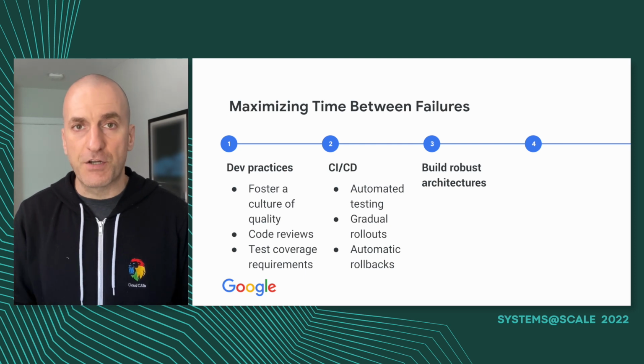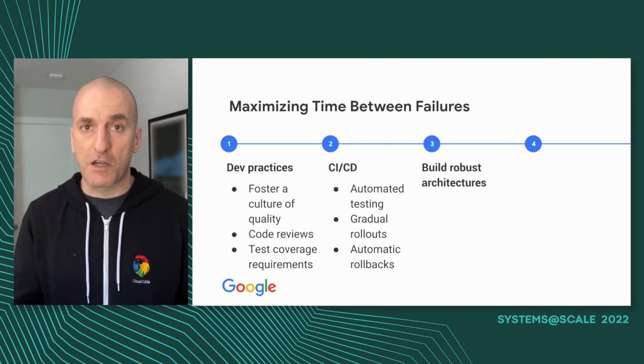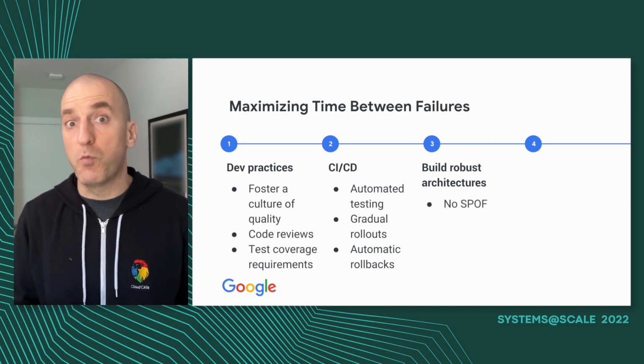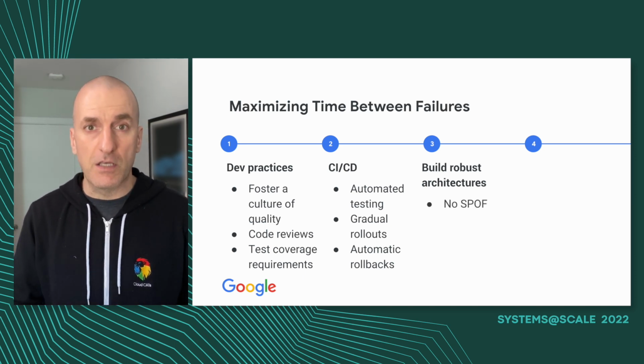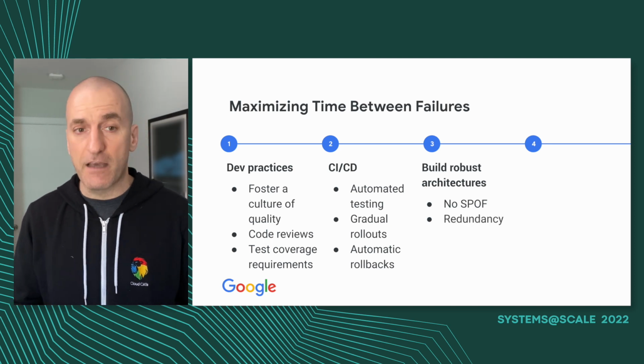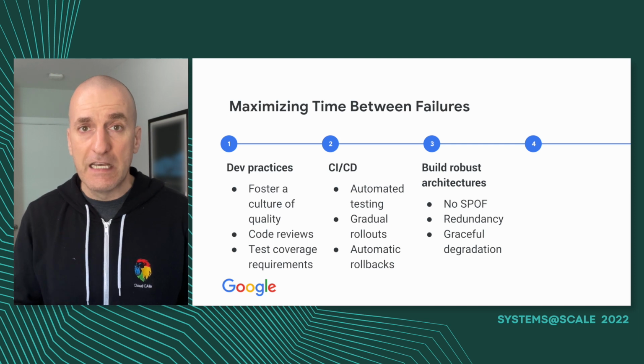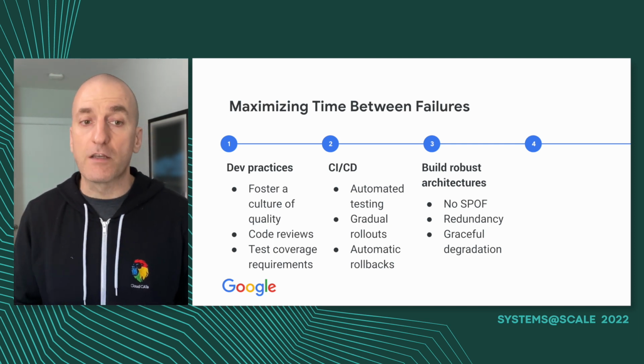The third major area we want to focus on is all about the architecture of our services. So we want to do things like avoid single points of failure. We want to make sure that everything is redundant, that everything can scale, and that if we do have any issues with service, if things degrade, we want them to degrade gracefully.